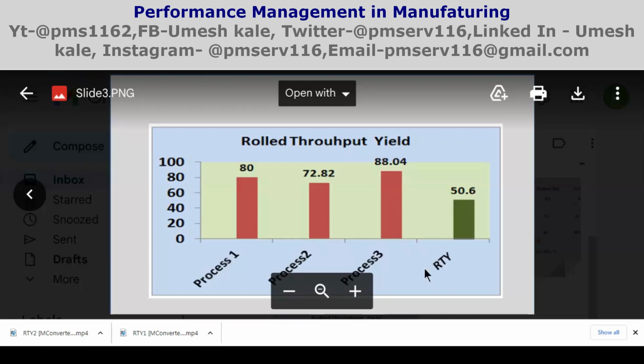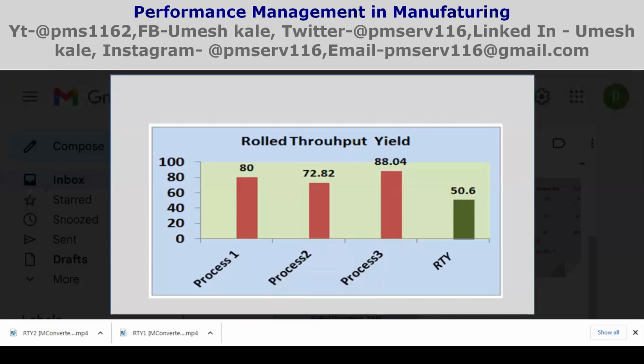Then we have presented this in graphical form. In this bar chart we have shown the three processes: process 1 is 80% yield, process 2 is 72, and process 3 is 88, and the RTY, rolled throughput yield, is 50.6. We have shown this concept in a very systematic manner so that common people, the people down the line, can understand the concept. So you will be able to implement this in your manufacturing process, and you will get the benefit of it to improve your process.